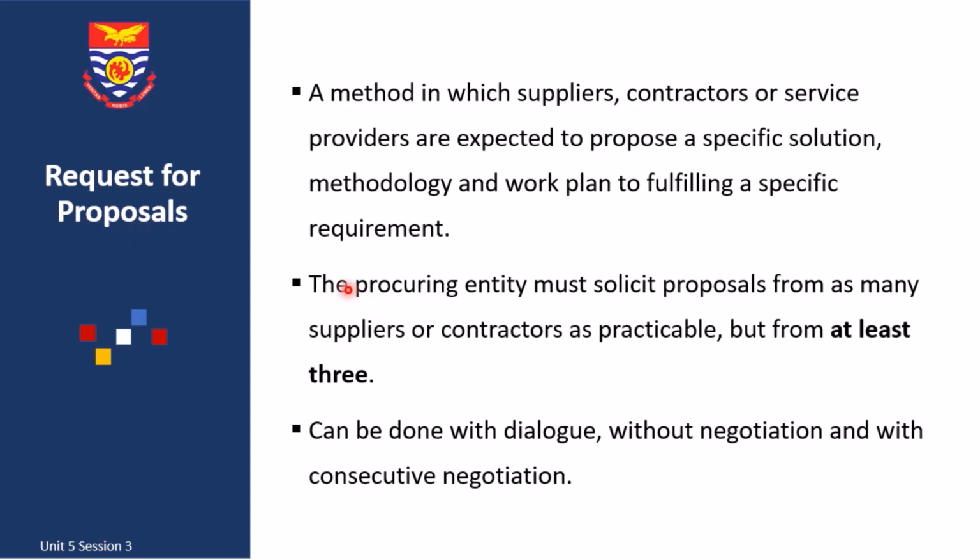So basically, the procuring entity solicits proposals from as many suppliers or contractors as practicable, but they must engage at least three, because in the end services are quite delicate, so you cannot evaluate a lot of suppliers at a time. So the ideal number of suppliers that the procuring entity is expected to engage with is 3 minimum or maximum. Requests for proposals can be done with dialogue, without negotiation, and with consecutive negotiation, which will be subsequently discussed.